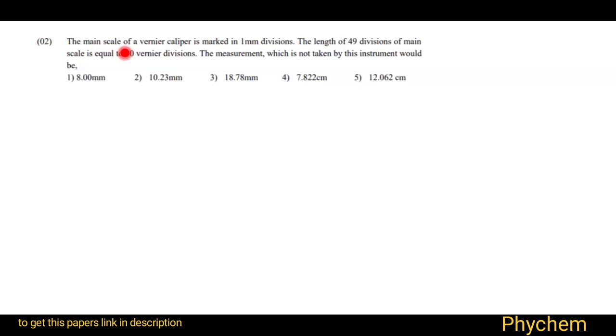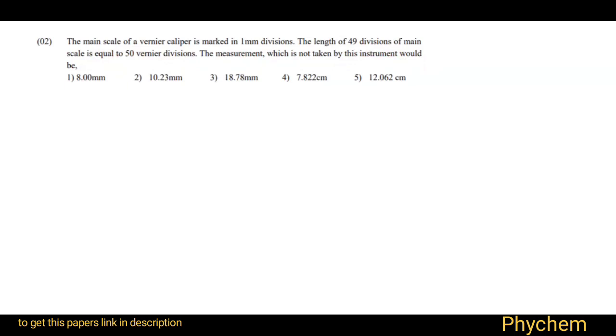The main scale of a vernier caliper is marked in 1 millimeter divisions. The length of 49 divisions of main scale is equal to 50 vernier divisions. Which measurement would not be taken by this instrument?